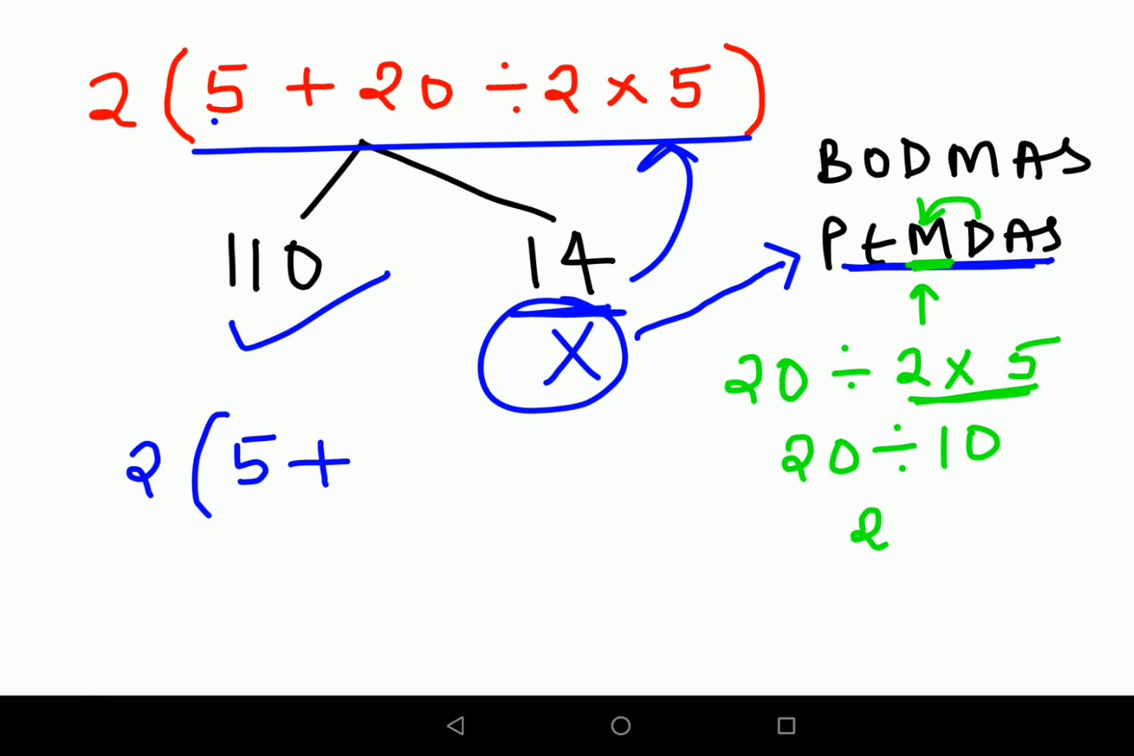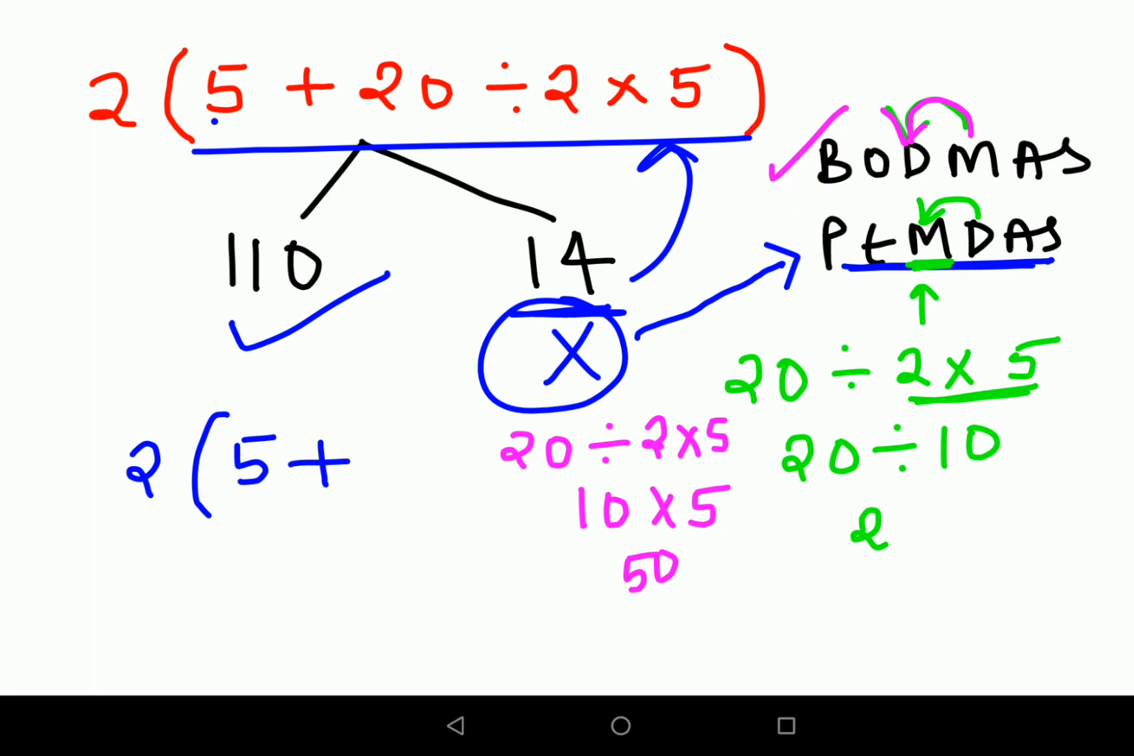Then there are people who are following BODMAS also. According to BODMAS, division comes first. So here 20 divided by 2 into 5: you would do 20 divided by 2, that gets you 10, into 5, so you would get the answer as 50. Now imagine that according to BODMAS you're getting one answer, which is 50, and according to PEMDAS you're getting another answer, which is 2. So out of these two, which one is correct?